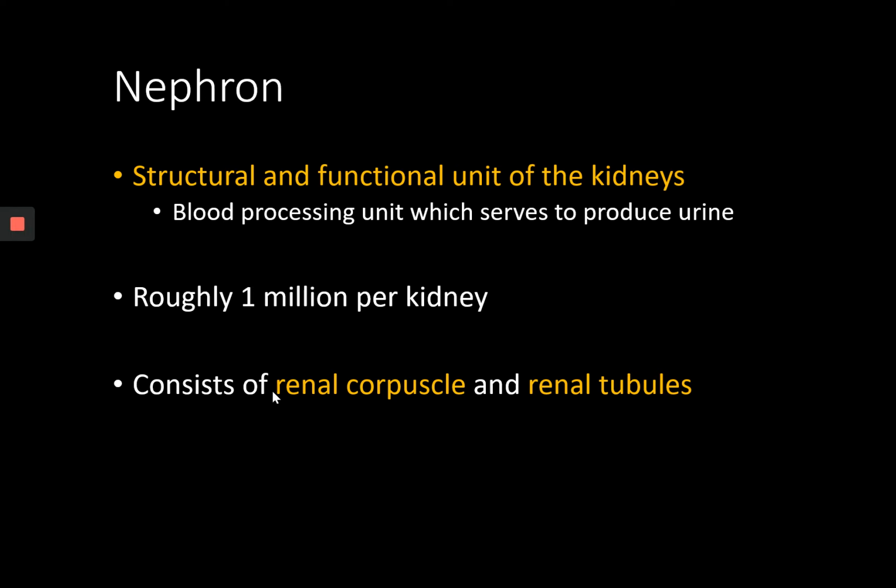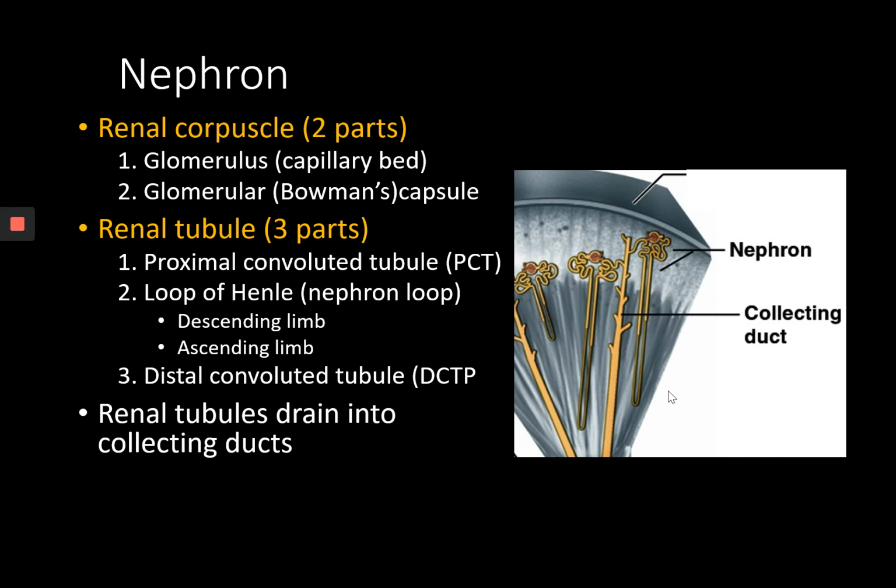So now let's look at the anatomy for the nephron. So we're going to look at the renal corpuscle, which is part 1 for the nephron. And we're going to look at the renal tubules, which is part 2 for the nephron. And each of these structures have their own parts. So the nephron has 2 parts to its renal corpuscle.